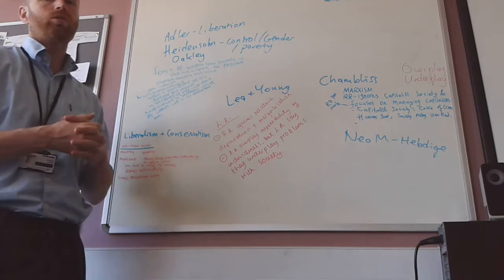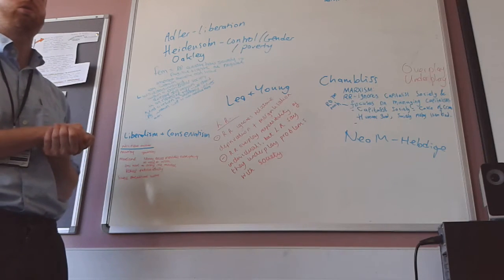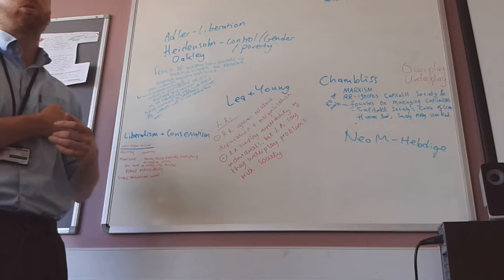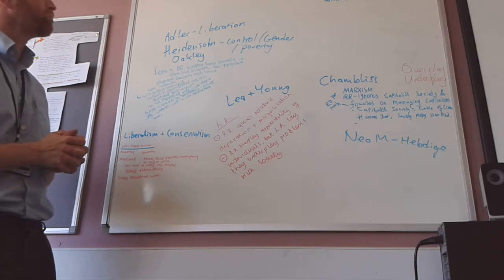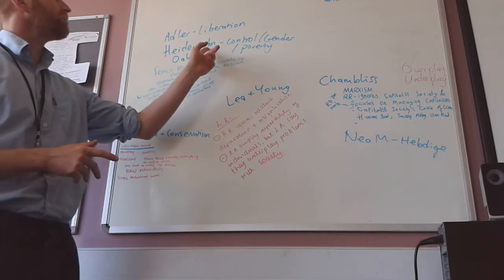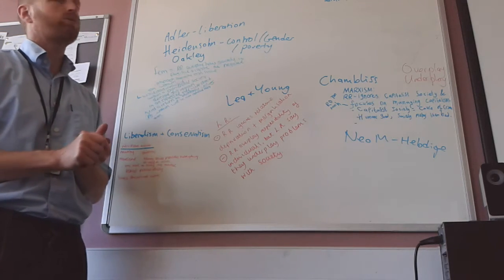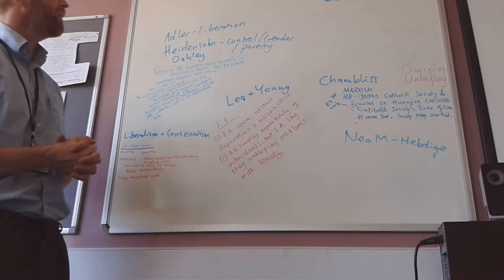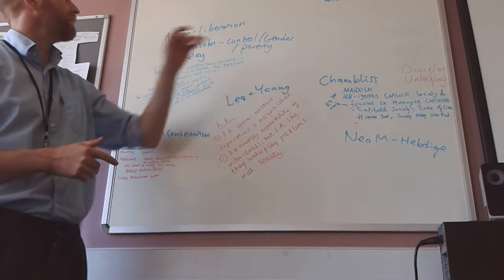So critical of the new right for calling for a return to traditional values. They say this won't reduce crime, this will just increase exploitation of women due to patriarchy. Heidensohn argues that women have control, that's why they don't commit crime. She argues it's partly to do with poverty.